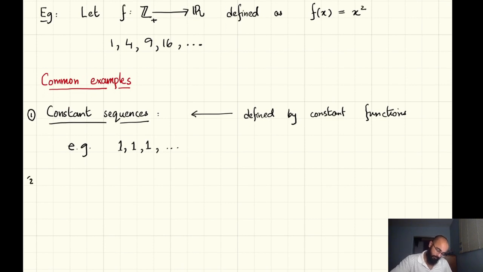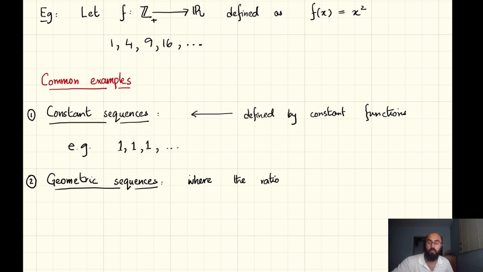Another example is geometric sequences. These are sequences where the ratio of two consecutive terms, of any pair of consecutive terms, is a constant. And let's denote that constant by R.